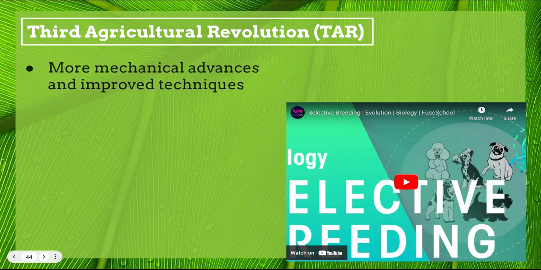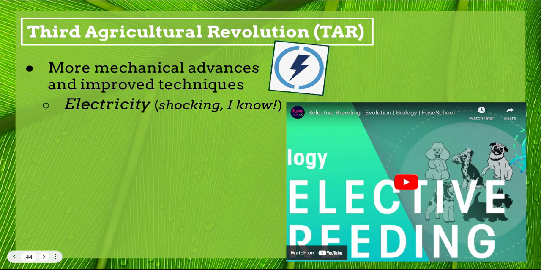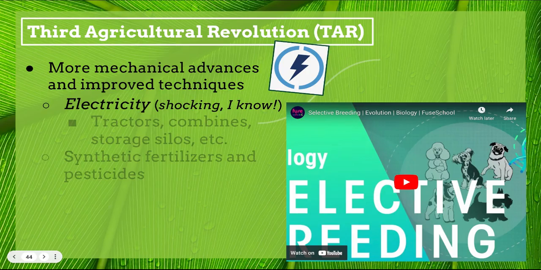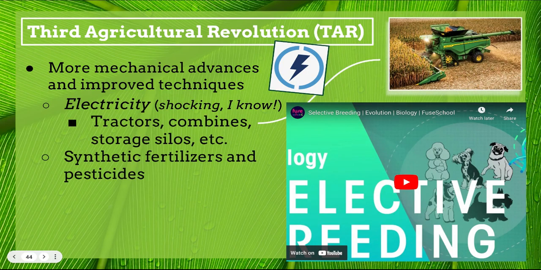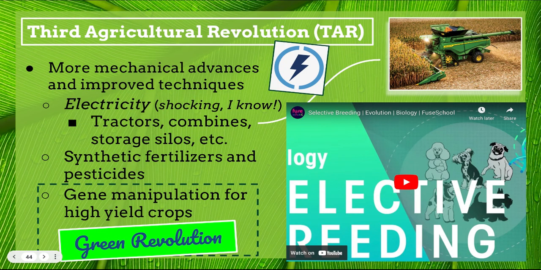So when we think about the third agricultural revolution, we're really getting into modern history. We're talking about more advanced mechanical devices being used, improved techniques in farming, including farming that is aided by electricity. So we start to get things resembling things that we use today, like tractors and combines and fertilizers that aren't based only on natural substances. We have synthetic fertilizers and pesticides to help cut down on waste in terms of crop yield.